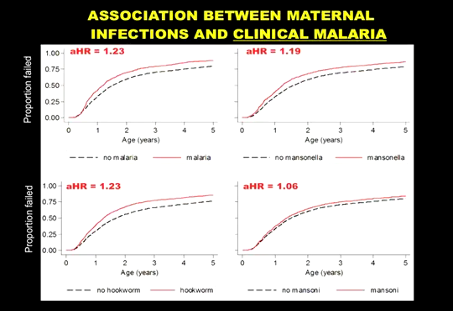The adjusted hazard ratios corresponding for these were 1.23 for malaria and 1.23 for hookworm, slightly lower for Mansonella. These three were statistically significant, and we do not have a statistically significant effect for Schistosoma mansoni on child clinical malaria.